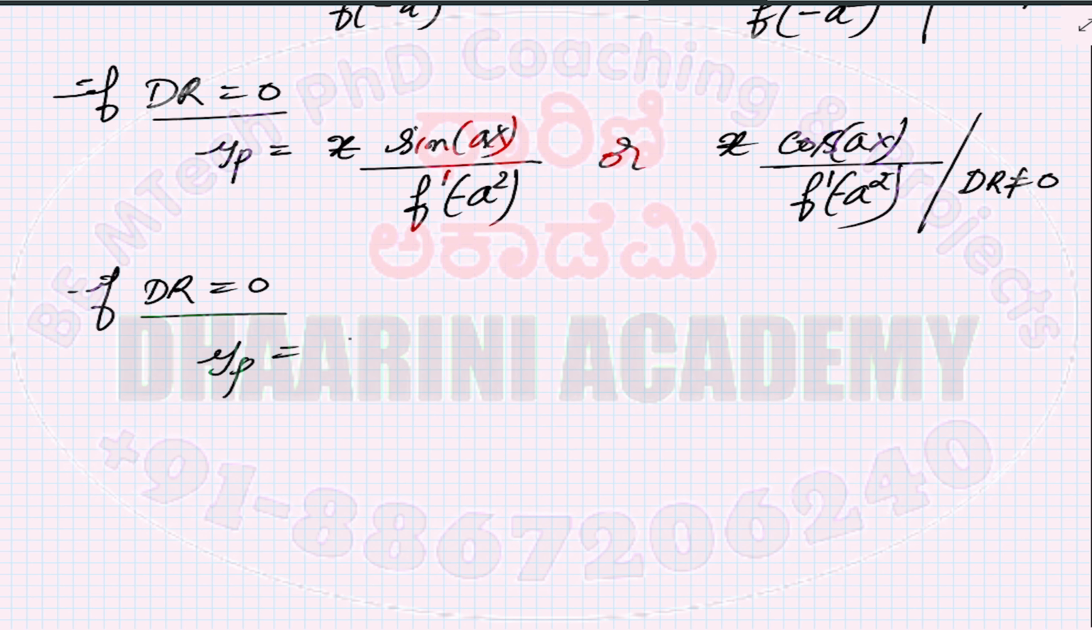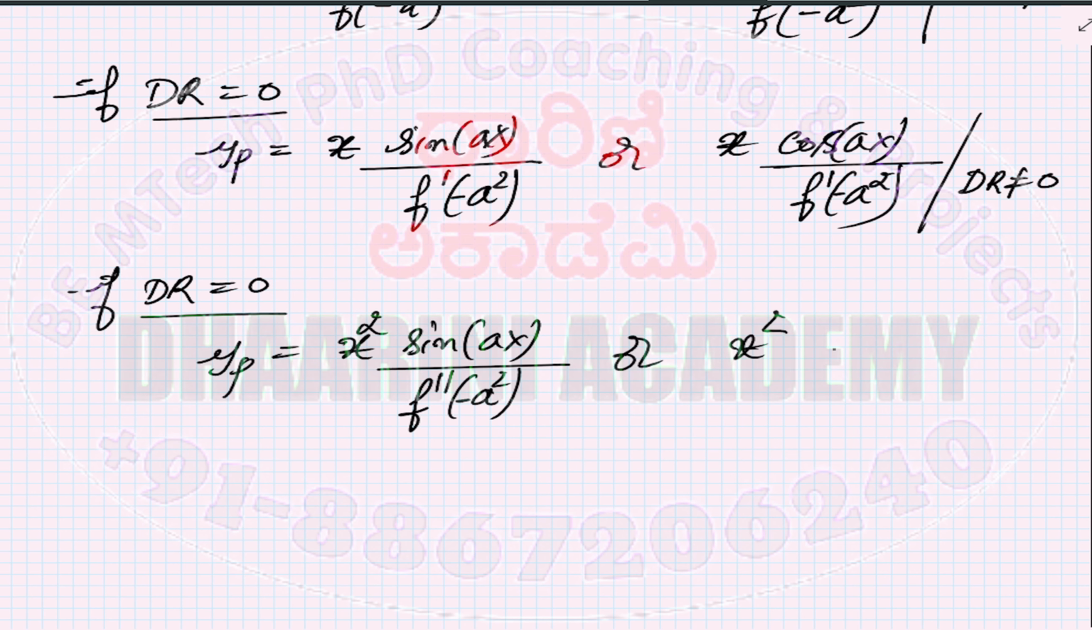So already there is an x; if you multiply by one more x, it becomes x square sine ax by f dash. Now I write f double dash of minus a square, or x square cos of ax by f double dash of minus a square, right? The condition proceeds. Still I need to check whether the denominator is 0 or not.